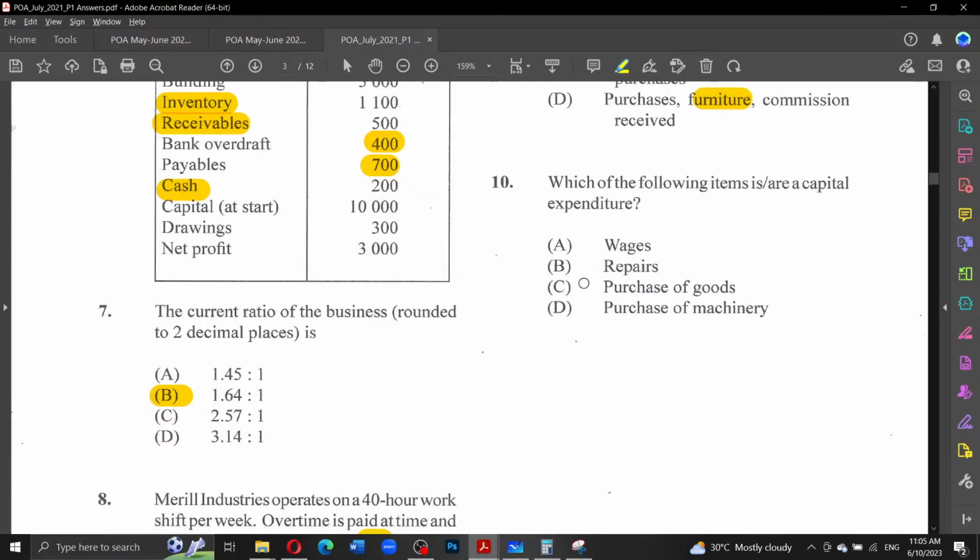Which of the following items is or are capital expenditure? Remember, capital expenditure is the purchasing of a long-term asset or performing activities that would improve the life of an asset. So we have wages. This is just an expense. No, this here is not long-term. This is just inventory. So the answer for this is going to be D. Purchasing of a non-current asset.